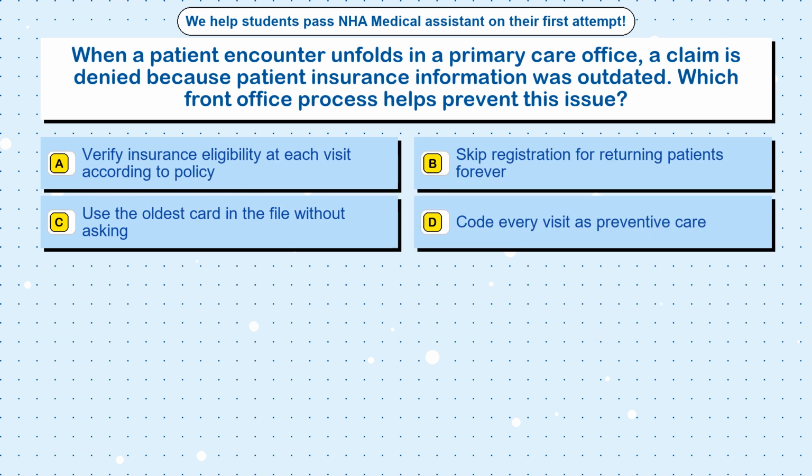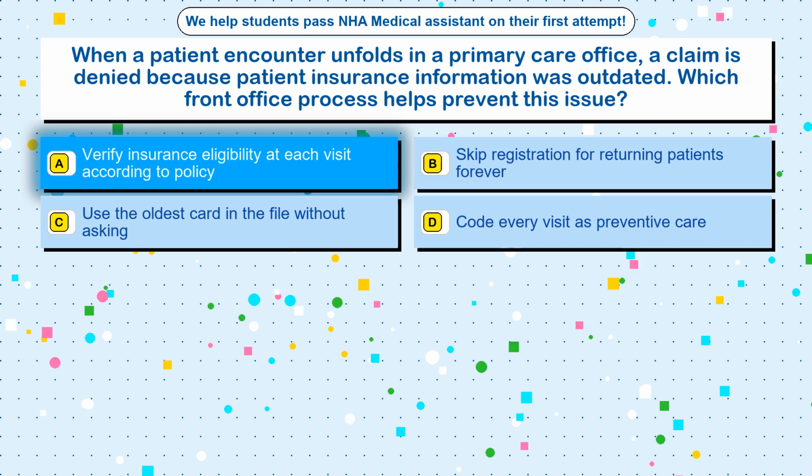Question 34. When a patient encounter unfolds in a primary care office, a claim is denied because patient insurance information was outdated. Which front office process helps prevent this issue? Option A, verify insurance eligibility at each visit according to policy. Option B, skip registration for returning patients forever. Option C, use the oldest card in the file without asking. Option D, code every visit as preventive care.